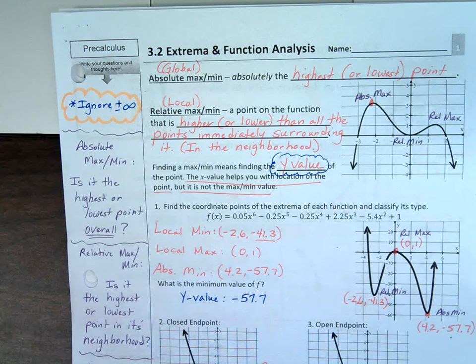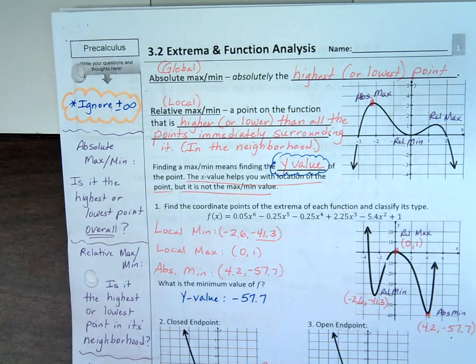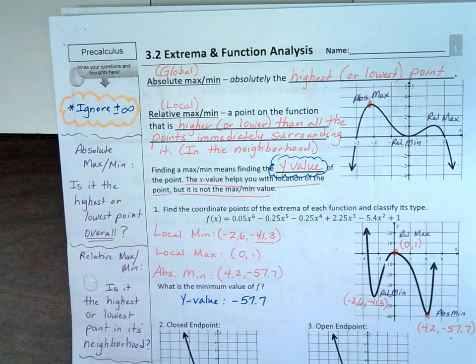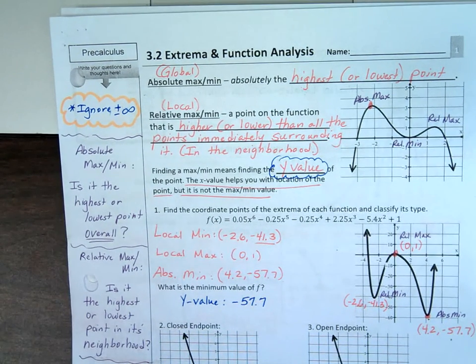If you're the lowest point overall, can you also be considered the lowest point in your hood? Kind of a weird question, right? Yep. But the answer is yeah, you can. Anybody that's absolute is also considered relative. Okay. Now wrap your brain around that for a second, because now I'm going to go the other way.